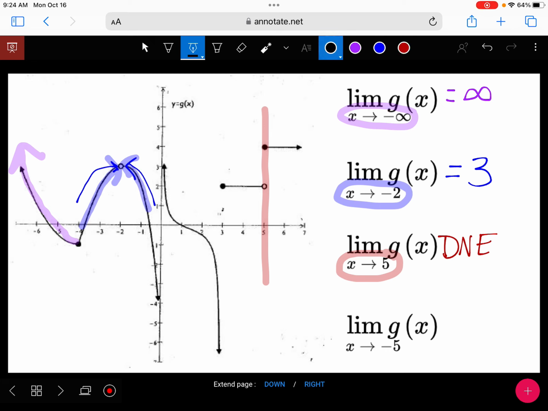How about as x approaches negative 5? What's our limit as x approaches negative 5? Yeah, negative 1, maybe negative 1/2. We don't have enough information right there. I'm cool with negative 1.